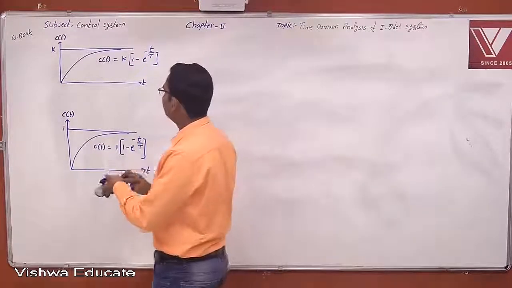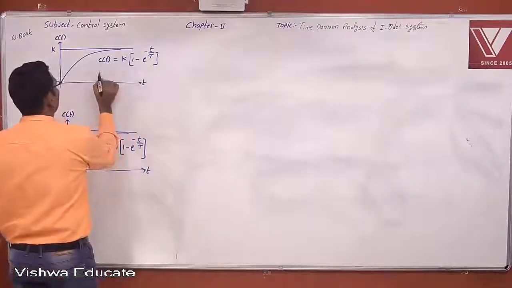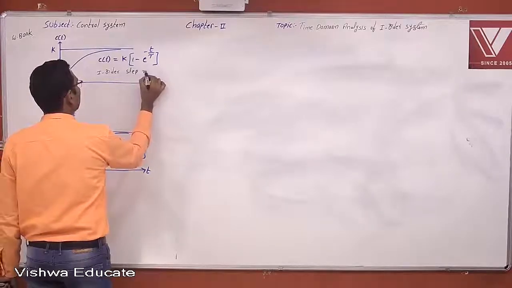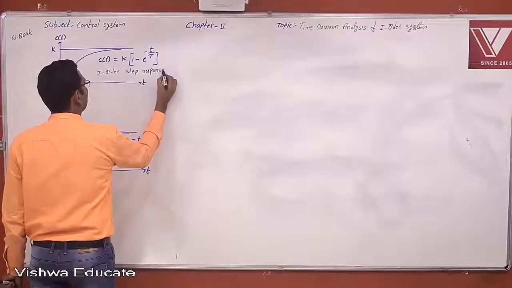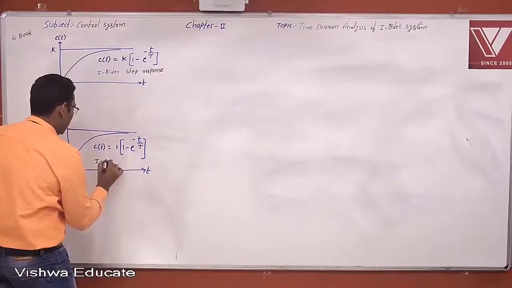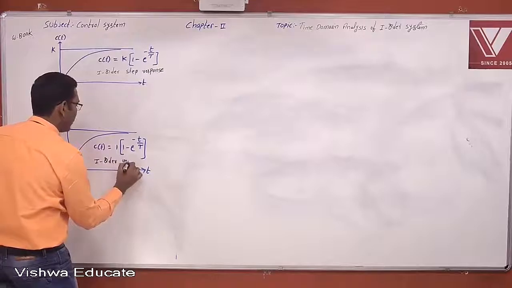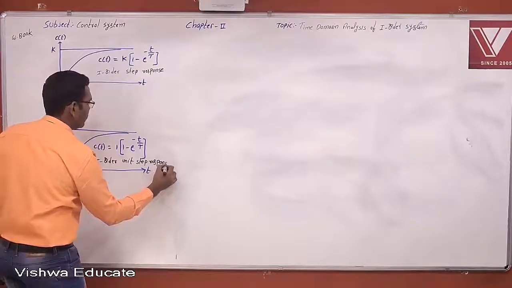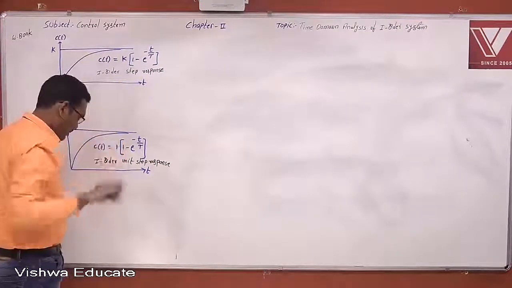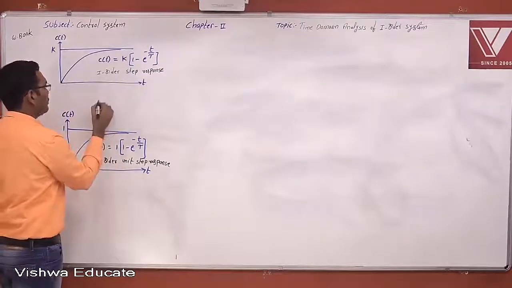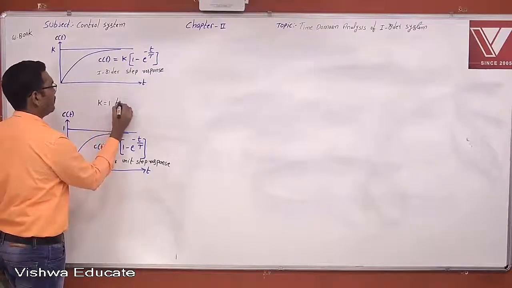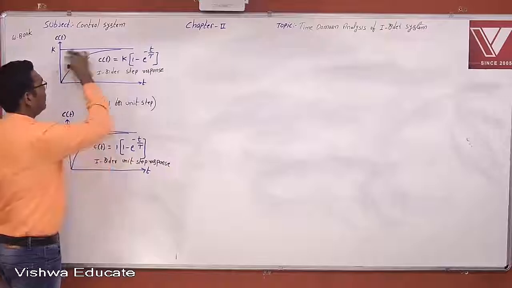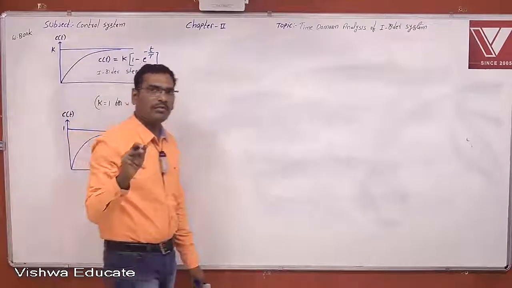This is the first order step response, and this is the first order unit step response, because you know that the steady state gain or steady state level or reference level is equal to 1 for unit step. Is it right or not? The steady state value is equal to 1 for unit step.